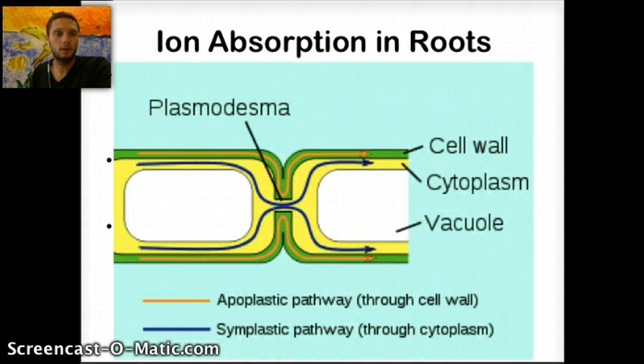If we take again a closer look at this apoplastic pathway, here is the movement of water or minerals through the cell wall. The symplastic pathway, which we'll talk about a little bit more later, is the movement through the cytoplasm. And there's some differences here that we'll look at a little bit further, but the apoplastic pathway is generally how stuff is going to diffuse through the different cells.